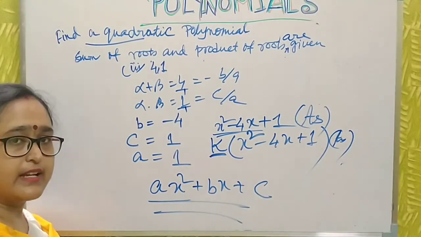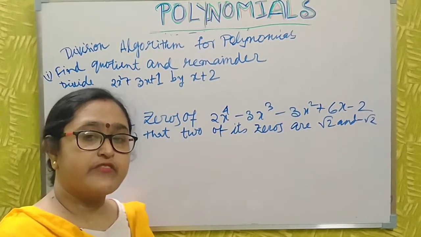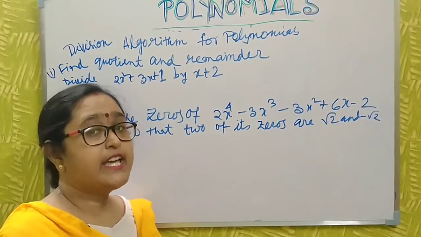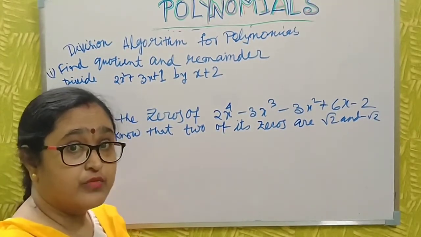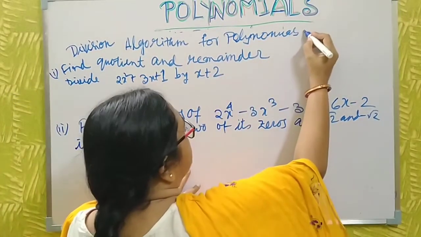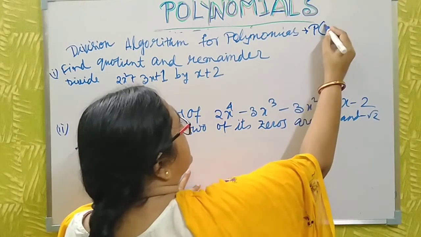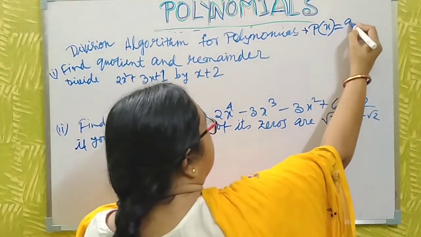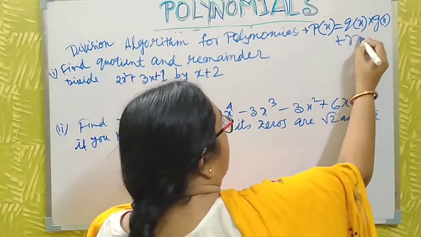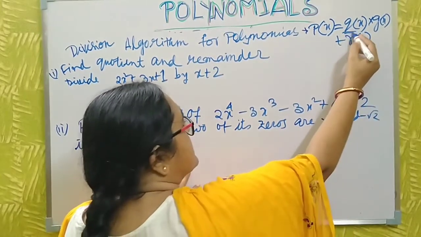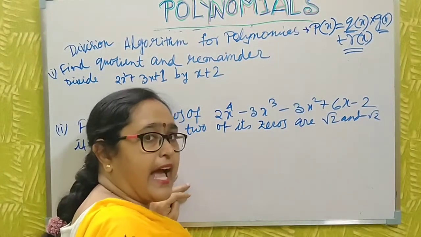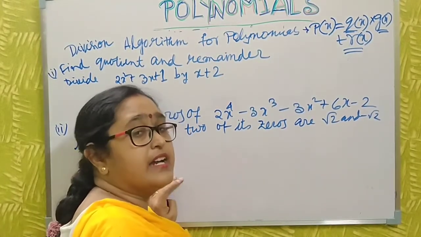This is the division algorithm. Now we discuss the division algorithm. All the students know the division algorithm. I already discussed it in the previous class, in the first chapter, finding the HCF by the division algorithm. The division algorithm is: when p(x) is the dividend, then p(x) equals q(x) into g(x) plus r(x), where q(x) is the quotient, g(x) is the divisor, r(x) is the remainder and p(x) is the dividend.